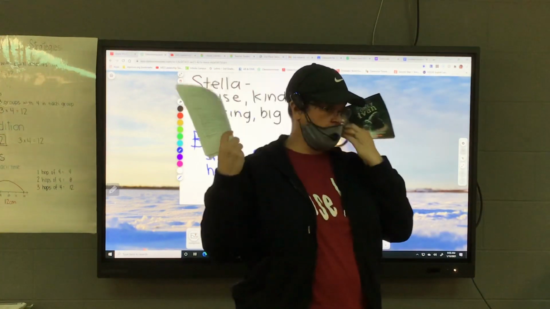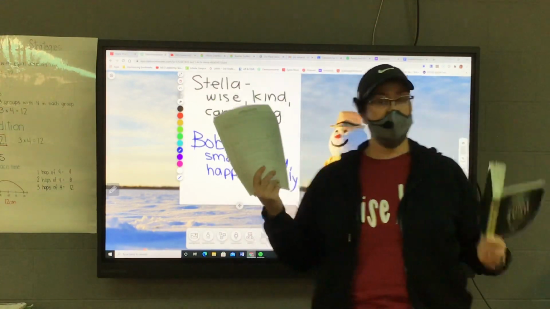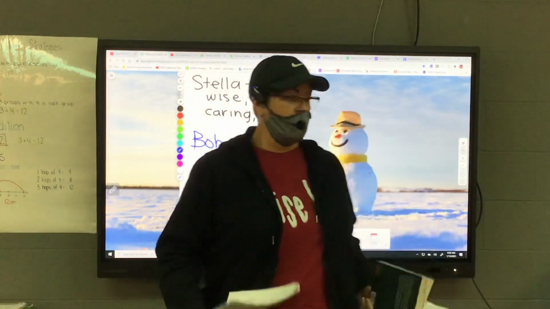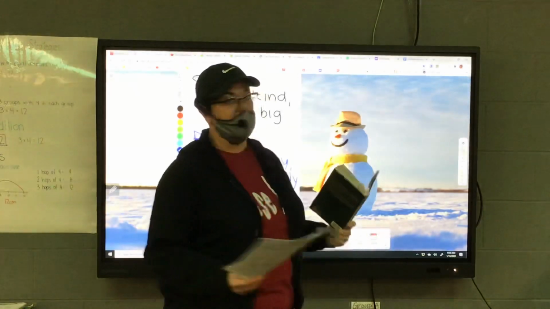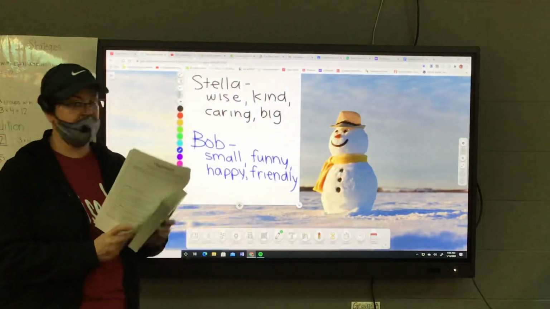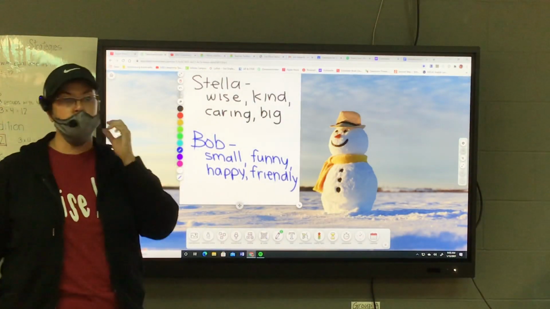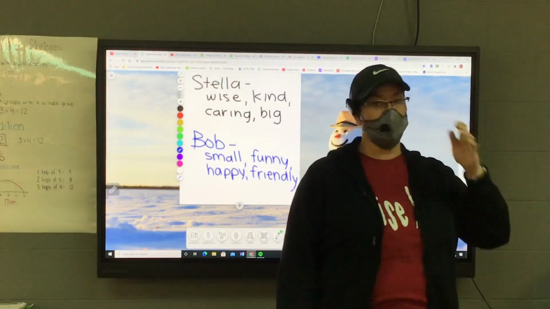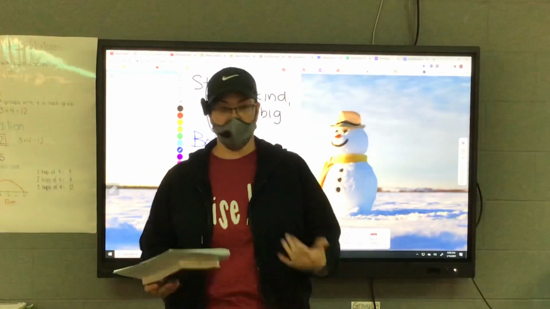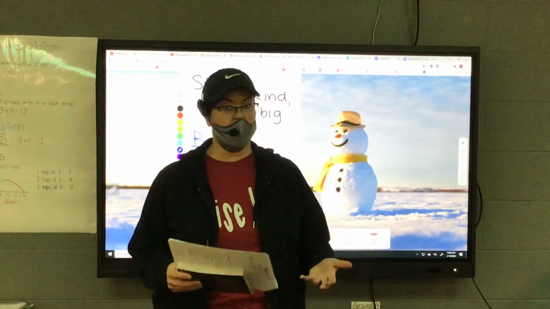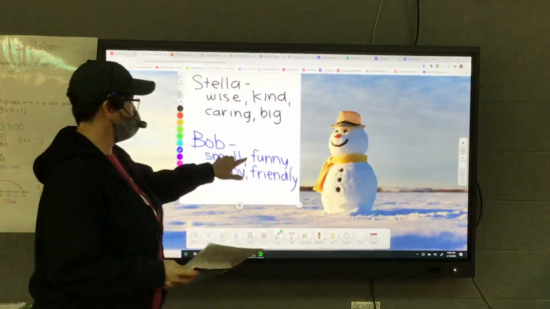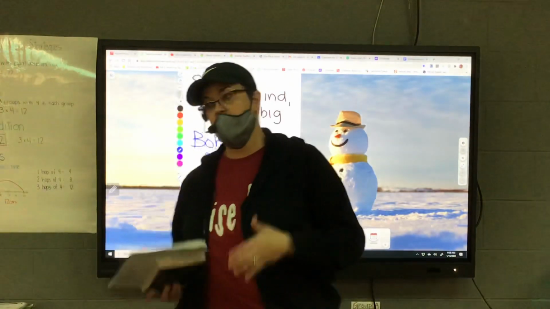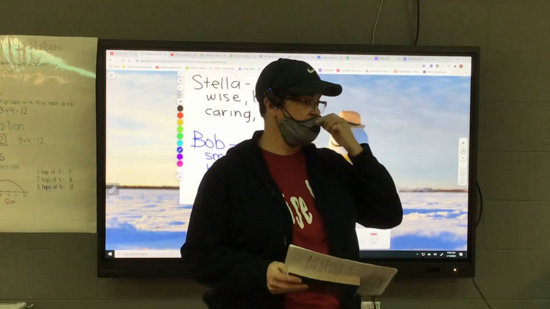Describing his 2 closest friends, Stella and Bob, and using at least 2 adjectives to tell about the character, we have to explain each adjective. So like I was telling in the class, if you choose to write that Stella is wise, you have to think about information from the story that shows us or tells us that Stella is wise. Same thing for like funny. If you think Bob is funny, what from the story shows us that he's funny?